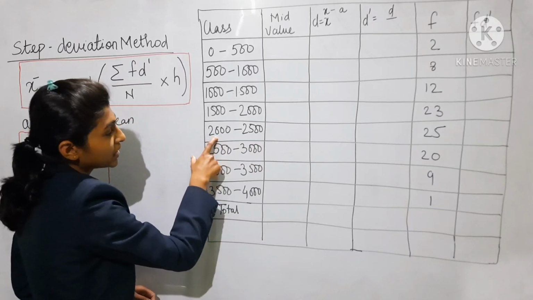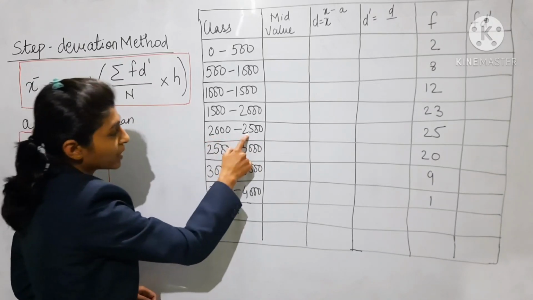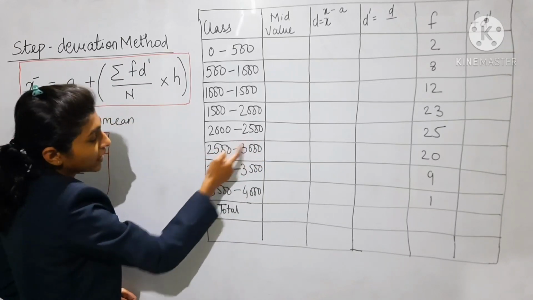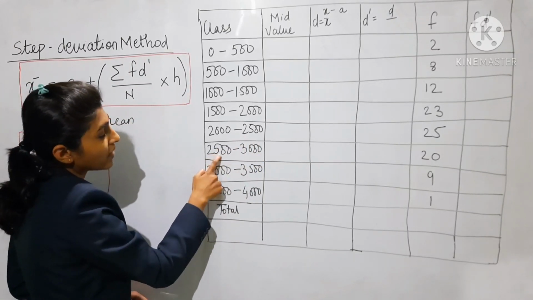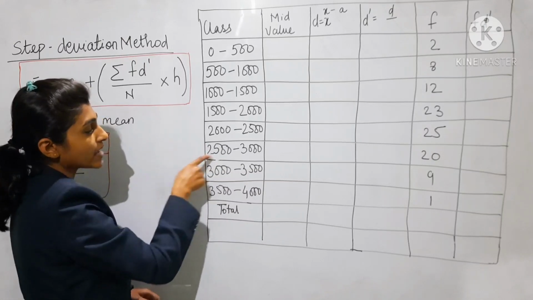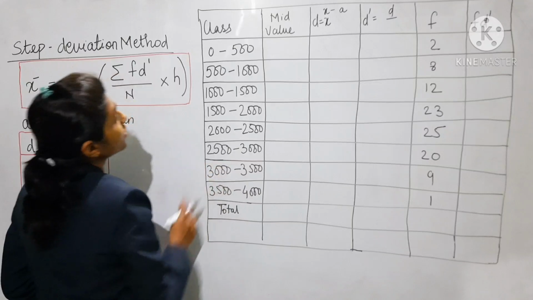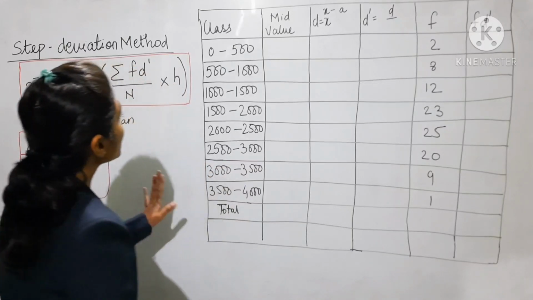See, the lower limit is 2000, the upper limit is 2500, and for the next class, continuous, the lower limit is 2500 and 3000 is the upper limit. So this is continuous data.